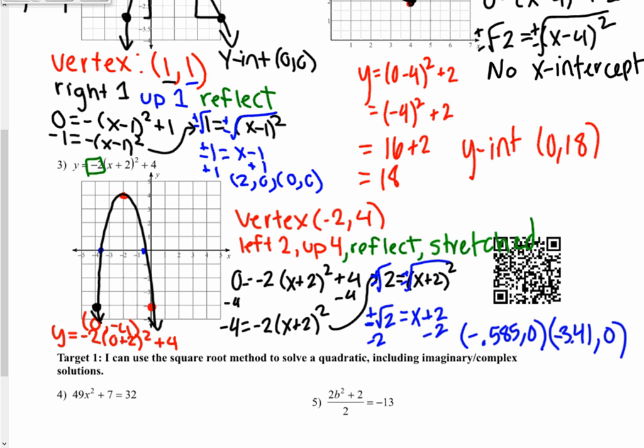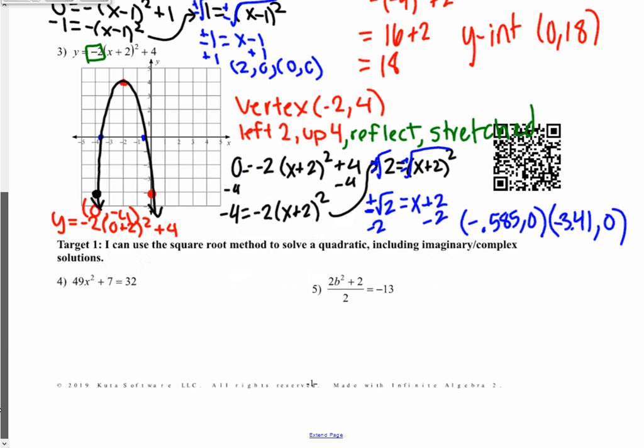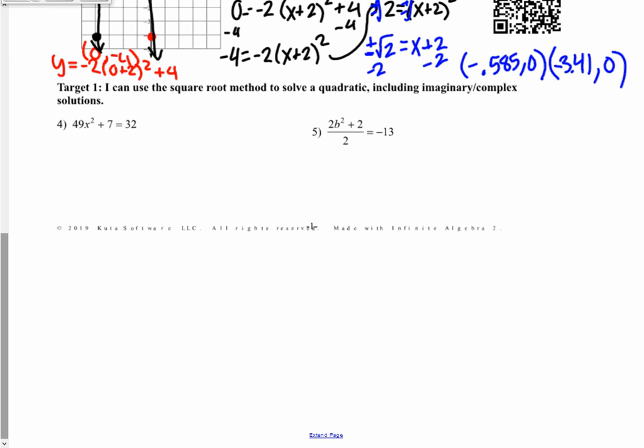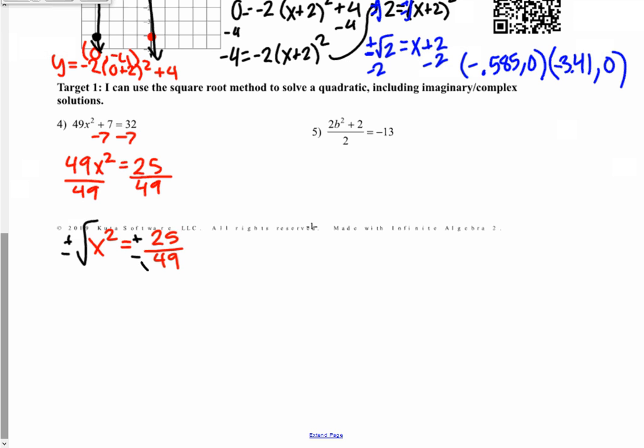On the bottom, number 4 and 5 are a review of solving with our square root method, which is what we've been doing here to find our x-intercepts. So I need to isolate x squared, so I'm going to subtract 7 from both sides. So 49x squared equals 25. Divide both sides by 49 to get x squared by itself, and x squared equals 25 over 49. We'll take the square root of both sides. Don't forget plus and minus.